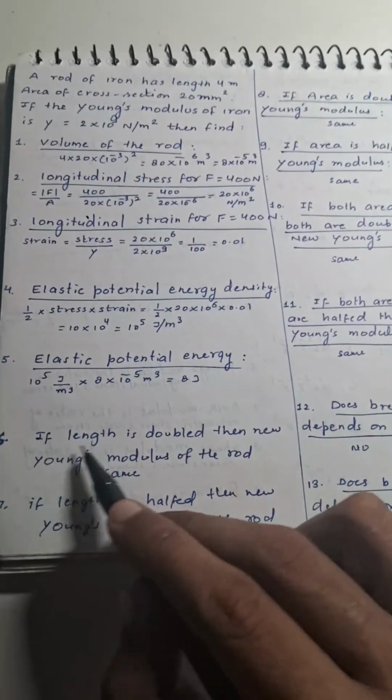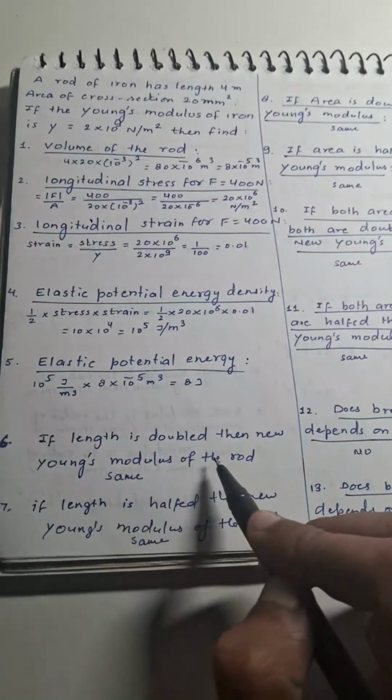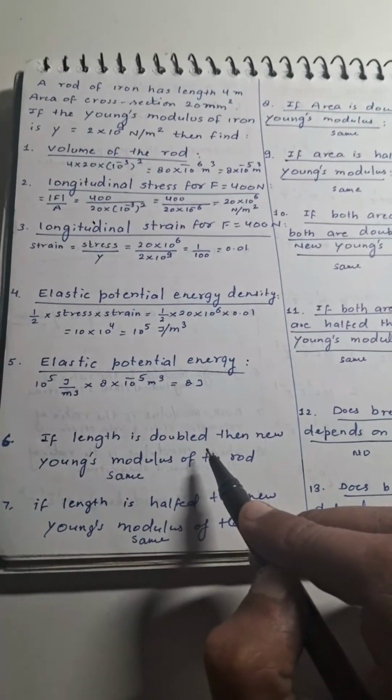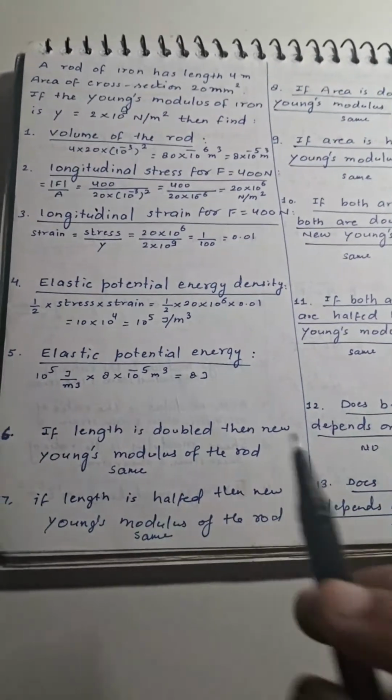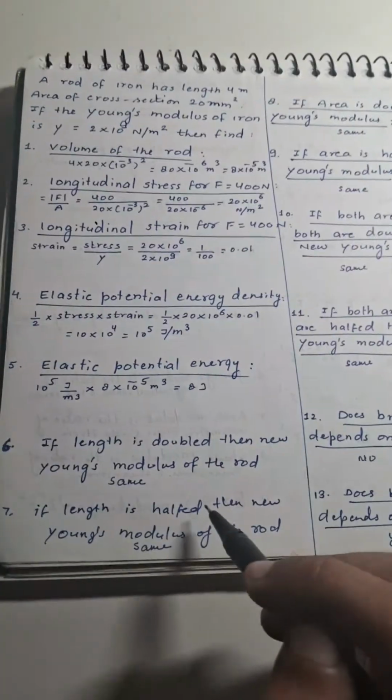Next question: if length is doubled, then what is the new Young's modulus of the rod? Young's modulus is independent of the length. It just depends on the nature of the material. So it will remain the same. Next is, if length is halved.